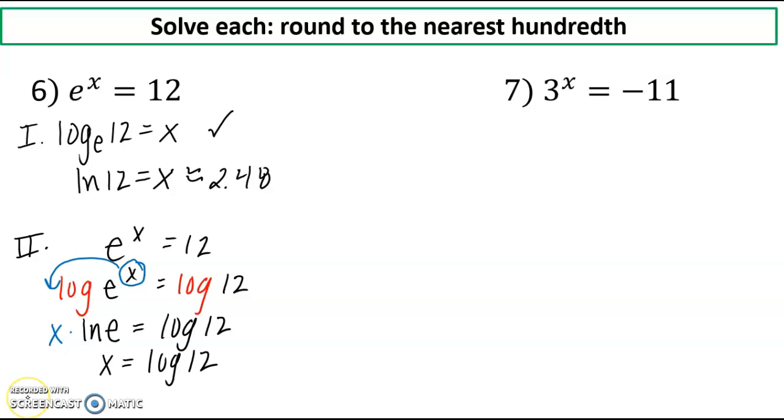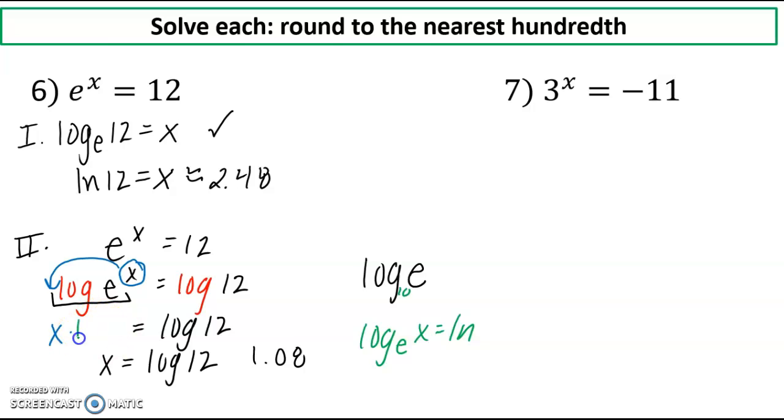So when I plug this in my calculator, I got 1.08. So let me go back here. Here's my mistake. The log of e, so this is already base 10. So my mistake was saying that the log base e is natural log. Well, that's true, but the log of e, they don't cancel each other out. So I have to come back to this. This stays log of e. So now when I solve for x, I would then have to take log of 12 and divide it by log of e.